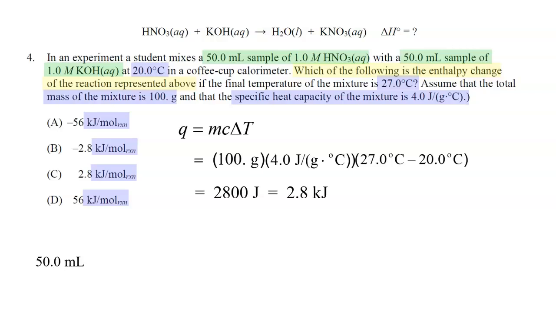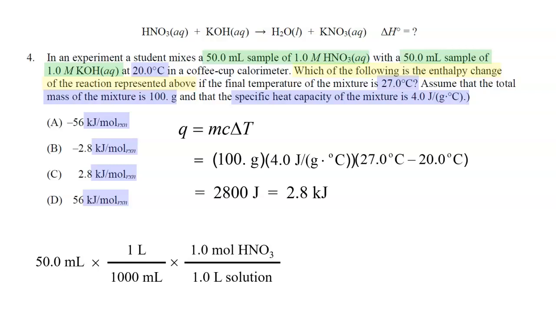First, I'm going to convert from units of milliliters into liters. So I will do the conversion factor that has 1 liter for every 1,000 milliliters. And then 1.0 moles per liter, that's my next conversion factor. So I've converted from milliliters to liters, and now from liters of solution to moles of nitric acid. Well, since the coefficient for all of these substances is 1, I can look at the coefficient of 1 and realize that for every 1 mole of reaction, there's 1 mole of nitric acid.